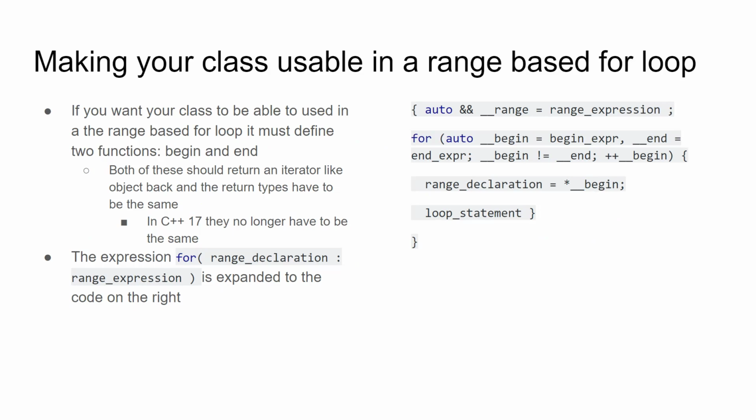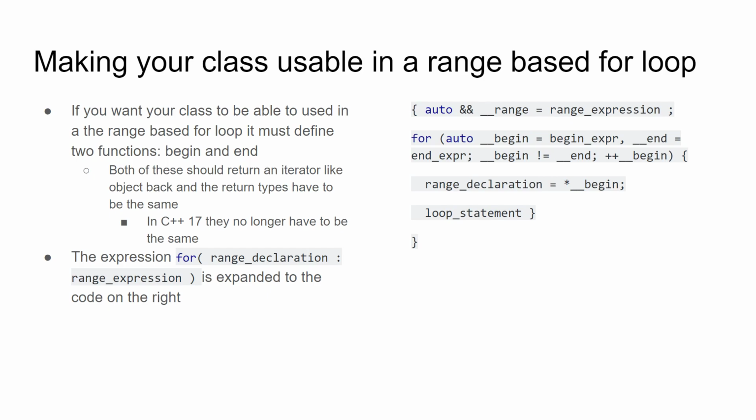One thing that you might also want to be able to do is make it so that you can do that for each loop for your object. If you want to be able to do this, you have to just define two methods, begin and end. And these functions have to return an iterator-like object.